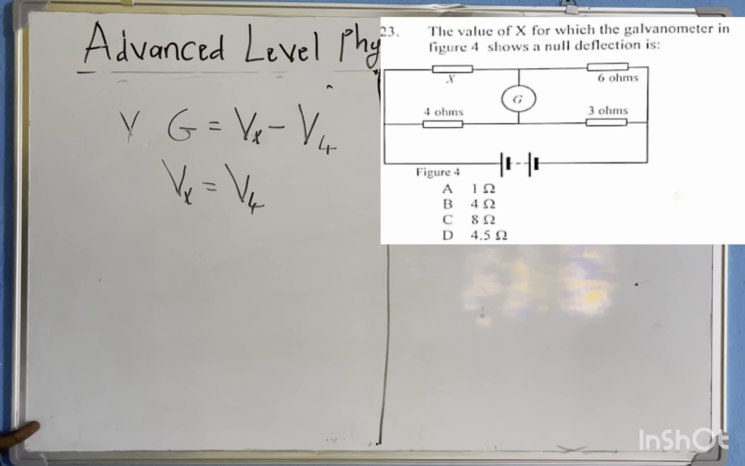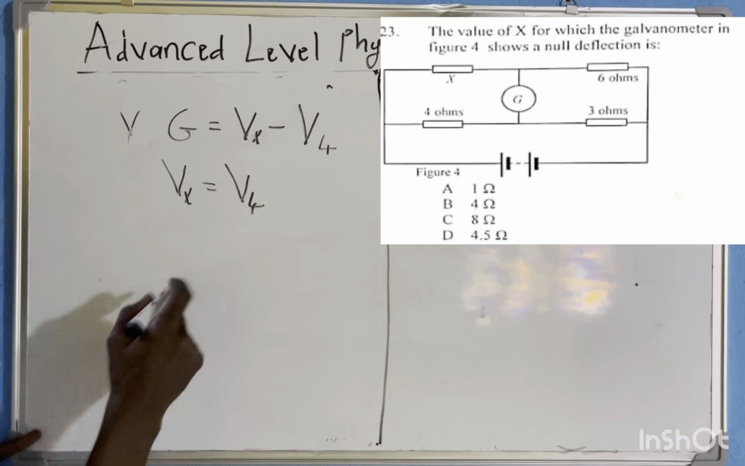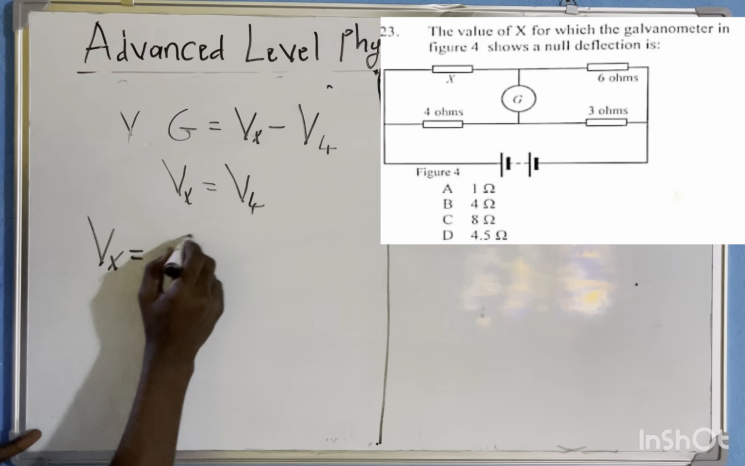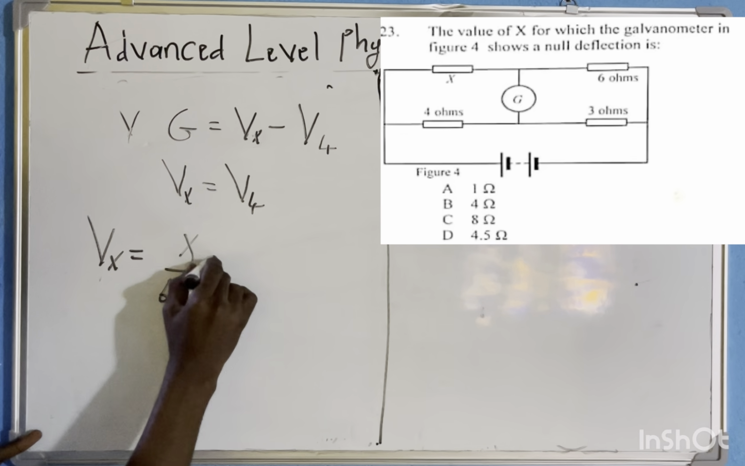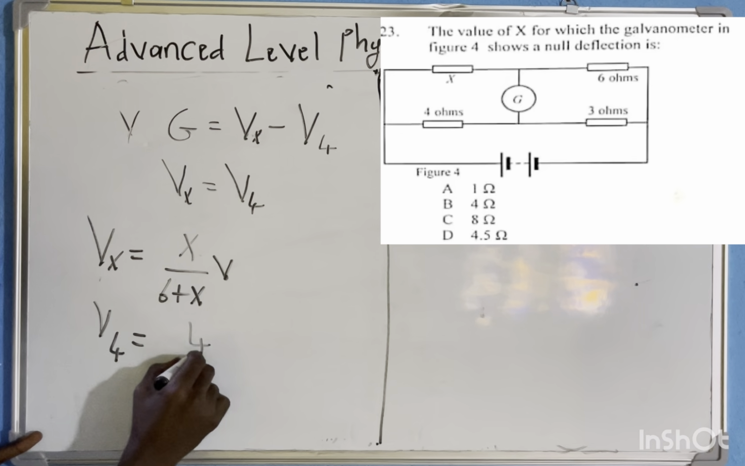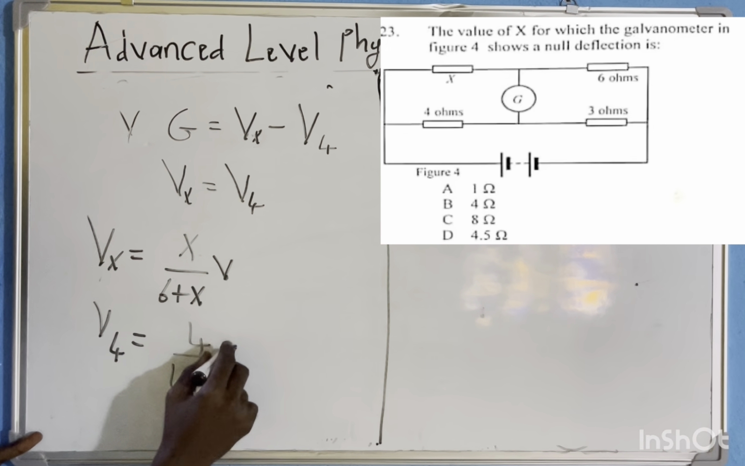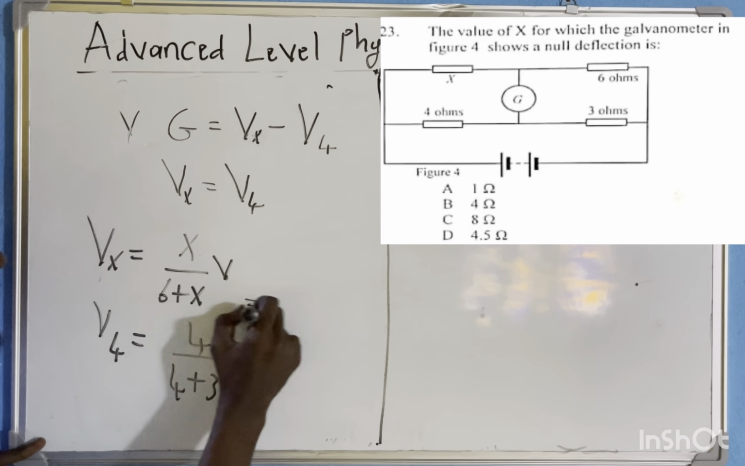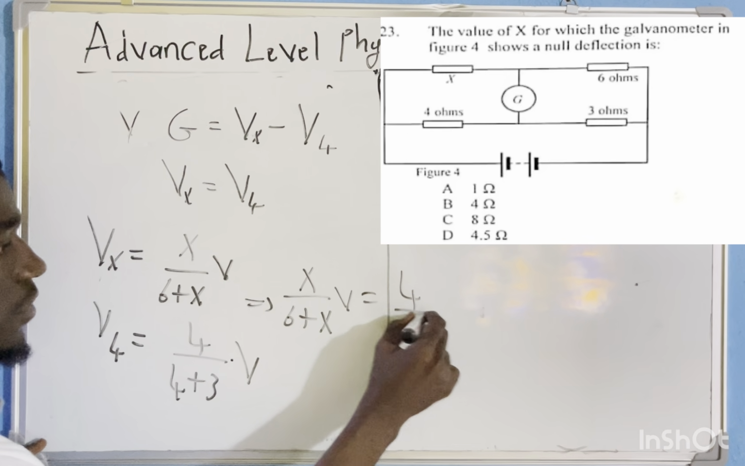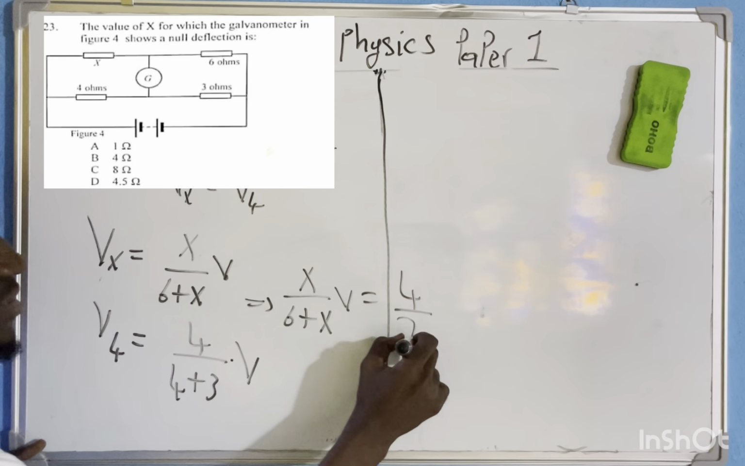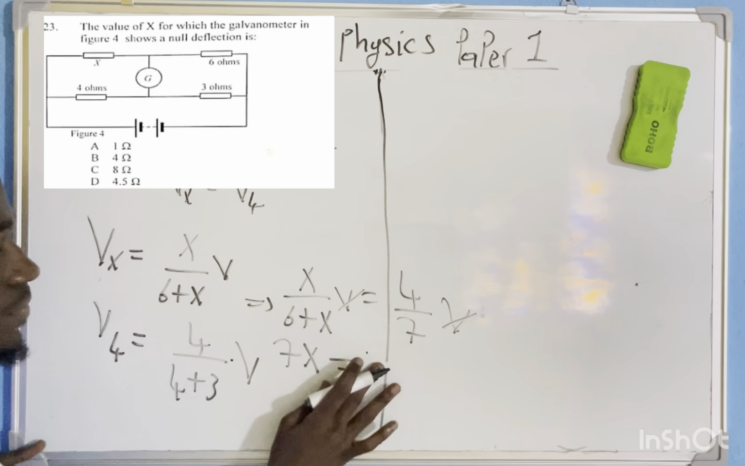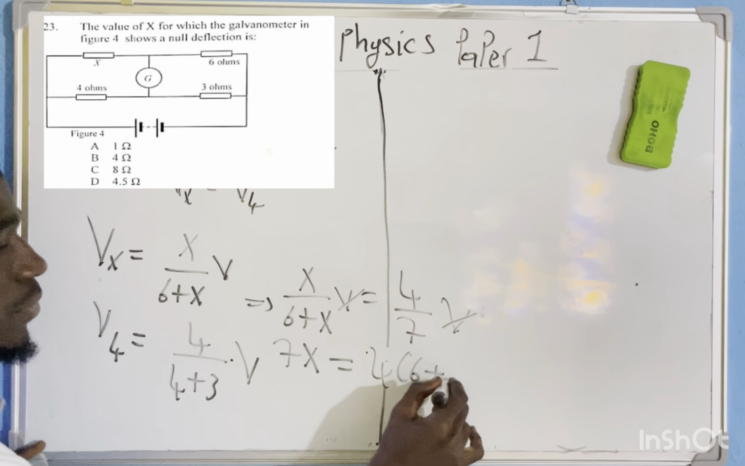Now, from potential divider, if I let the voltage be V there, to find the voltage across X, since X is in series with 6 ohms, I will have X all over 6 plus X times V. And the voltage across 4, since 4 is in series with 3 ohms, I will have 4 all over 4 plus 3 times the voltage being shared, which is V. Now, equating the 2 here, I will have X all over 6 plus X V equals 4 all over 4 plus 3, which is how many? 7. V can cancel. Cross multiply, I have 7X equals 4 into 6 plus X.